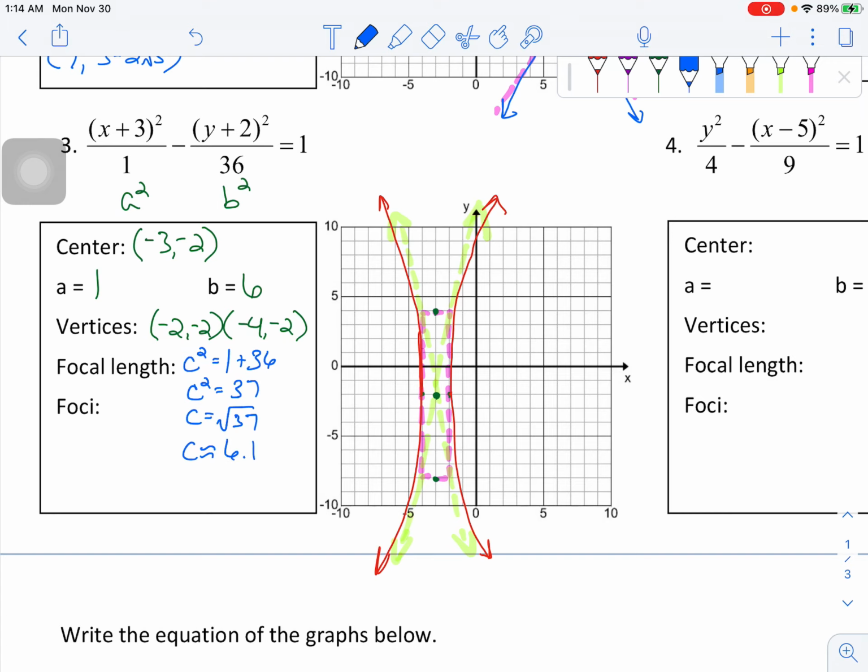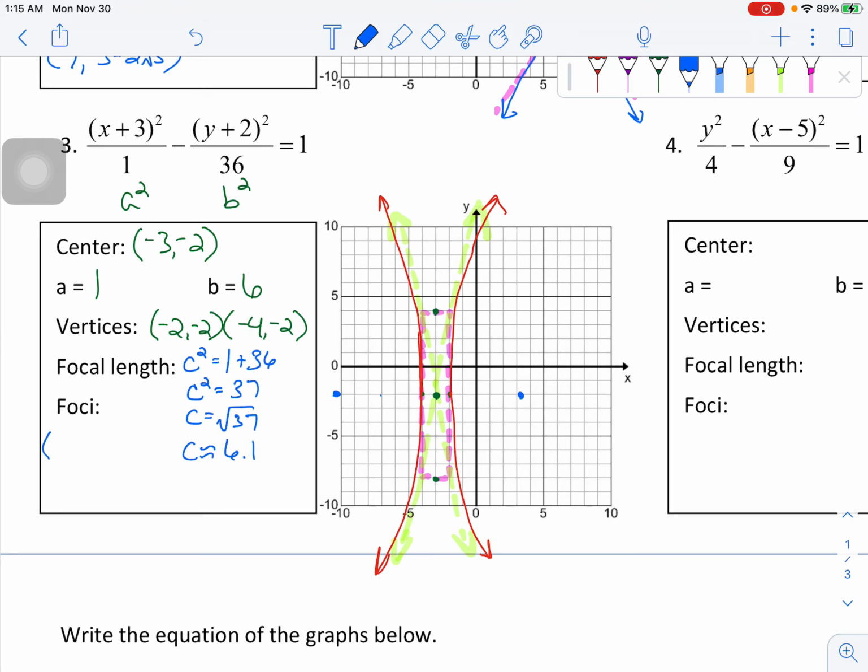6.1. Okay. So on my transverse axis, which in this case is the horizontal one, I'm going to count 6.1 units from the center. 1, 2, 3, 4, 5, 6.1-ish. And then I do the same thing on the other side, 1, 2, 3, 4, 5, 6. Again, a little bit off the graph, but that's okay. So those little blue dots are our two foci.